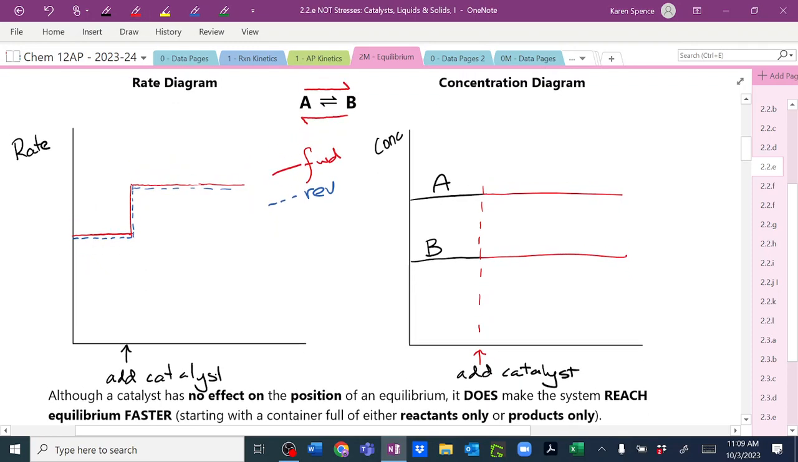Now, although a catalyst has no effect on the position of the equilibrium, it does make you reach equilibrium faster. So if you just dump some reactants in there and wonder how long it is going to take to get to equilibrium, it will happen faster if there is a catalyst. That's all.